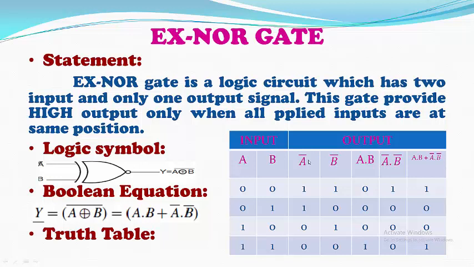In the very first column, take A bar from this A column by rewriting 0 to 1 and 1 to 0. Take B bar from this B column by writing 0 to 1, 1 to 0. A into B. Take multiplication of these two columns in which both inputs are at high position, then output value is high. For the rest of the conditions, output value is low.